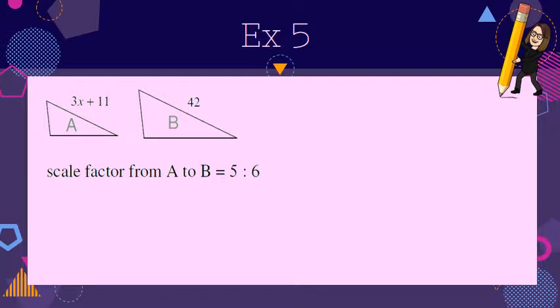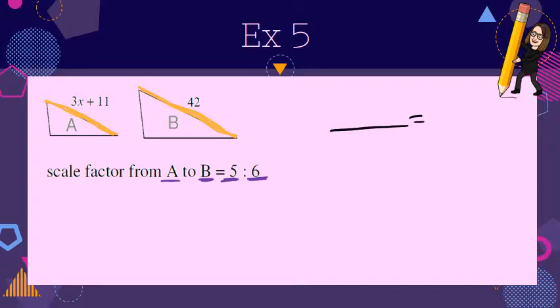Okay, last example. Please write this in your notes. Okay, we have an A and a B triangle. We have a side length. The longest side, I'm going to highlight it yellow, is 3x plus 11. And this side is 42. Those are corresponding sides. I can tell by the way they look. But then I'm given this information that says the scale factor from A to B is 5 to 6.